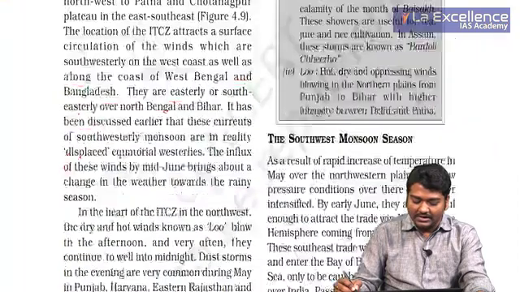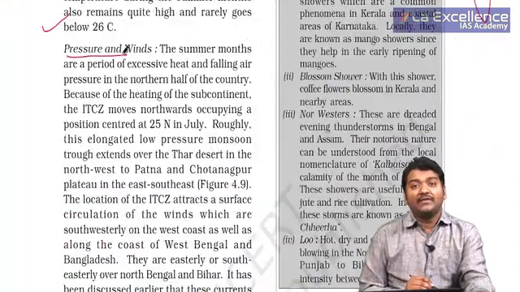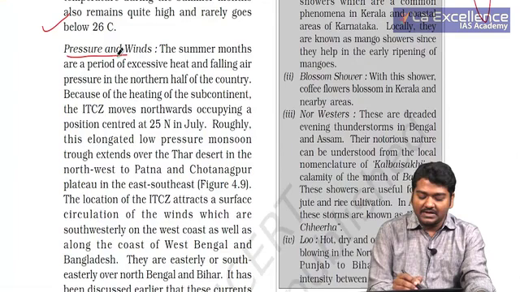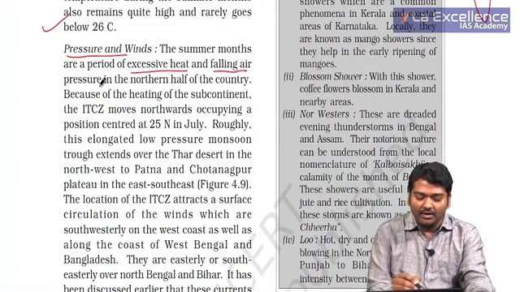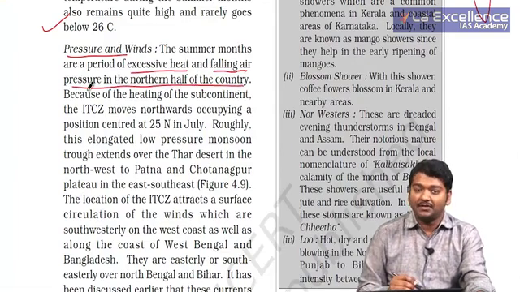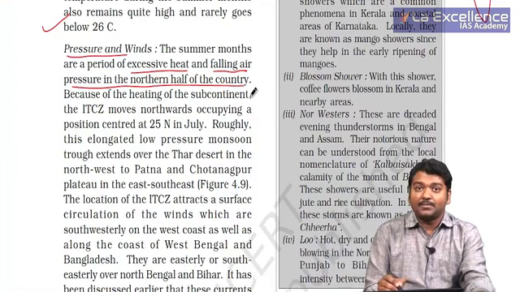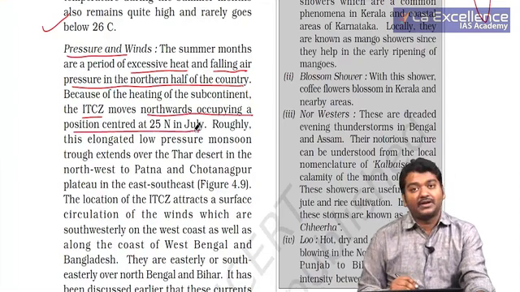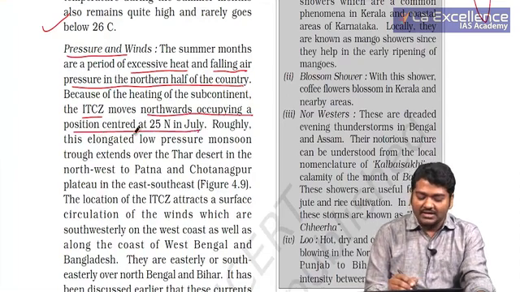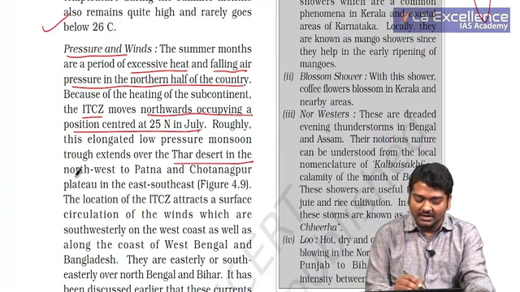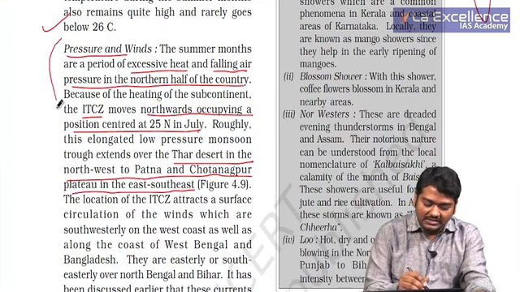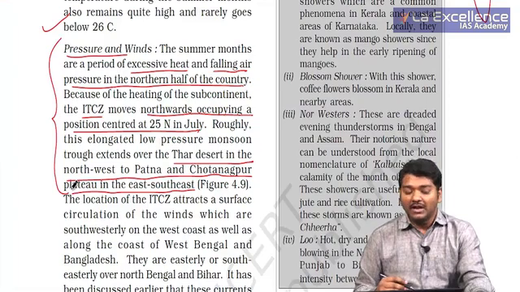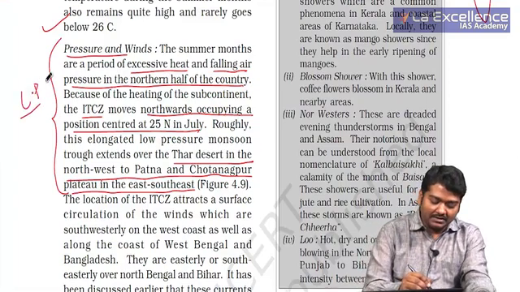And then we need to understand pressure and winds. When I am talking about pressure and winds, the summer months are a period of excessive heat and falling air pressure in the northern half of the country. Because of the heating of the subcontinent, the ITCZ moves northward, occupying a position centered around 25 degrees north. Roughly, this elongated low pressure monsoon trough extends over the Thar Desert in the northwest to Patna and the Chotanagpur Plateau in the east-southeast region. So, you will have low pressure being developed first.